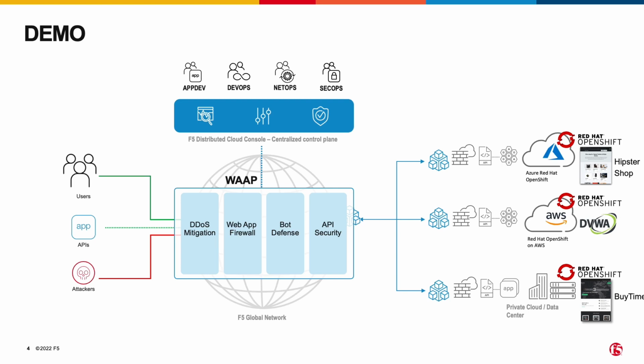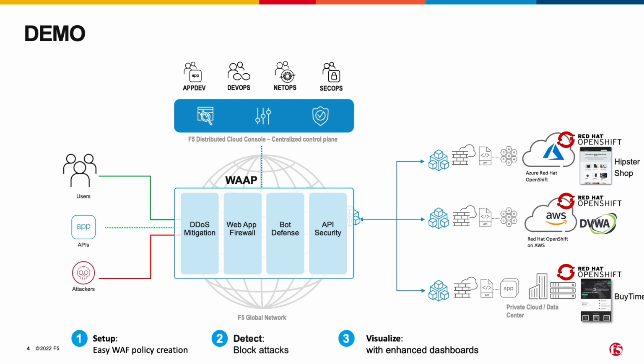We will do this through three simple steps. First, we'll create a web application firewall. Next, we'll attach the newly created application firewall to the existing load balancer. Then we'll test our WAF through some simple attacks. And finally, we'll explore some of the visibility and security insights provided by the F5 Distributed Cloud dashboard. Let's dive in.